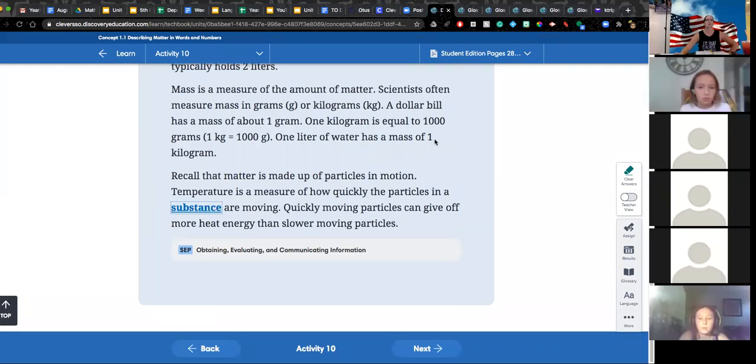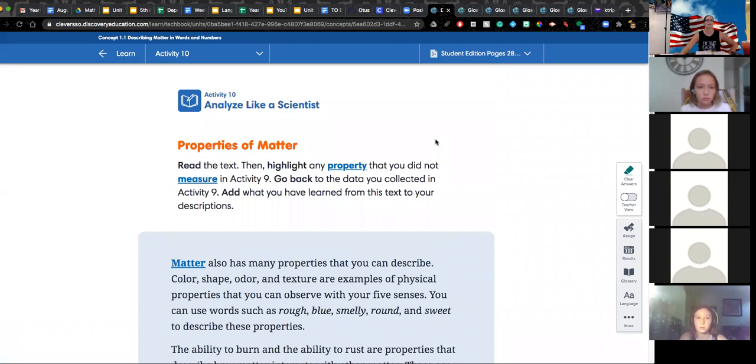All right, so we are going to go over activities 10 and 11 in science today. Activity 10 is mostly just reading, and we're going to watch some of the videos to help us really get a grasp and a good understanding of some of the vocab words that we've been using. And then when we get to activity 11, that's the one that actually has some things that you're going to do.